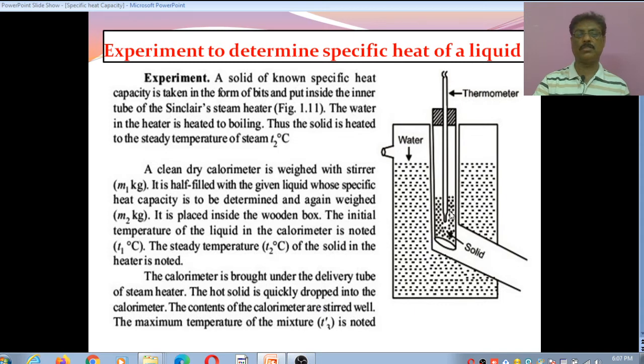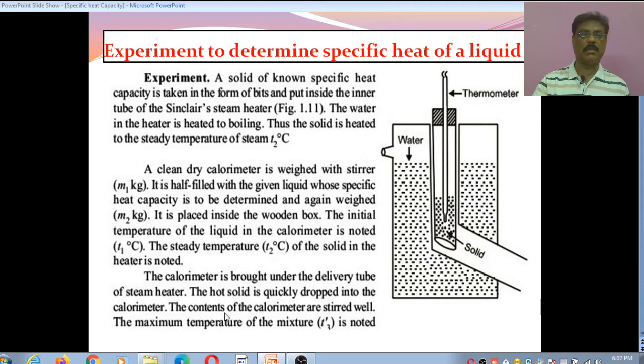So you drop the solid. How you drop it is, you raise the inner tube a little bit. Just raise the tube, and then the solid falls. The solid is quickly dropped into the calorimeter by lifting this inner tube.